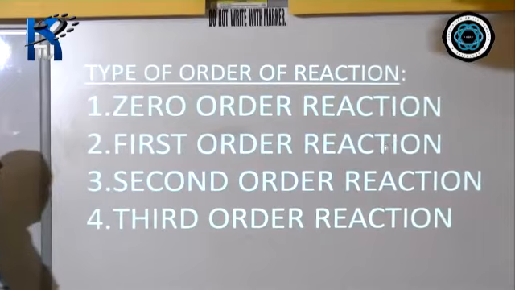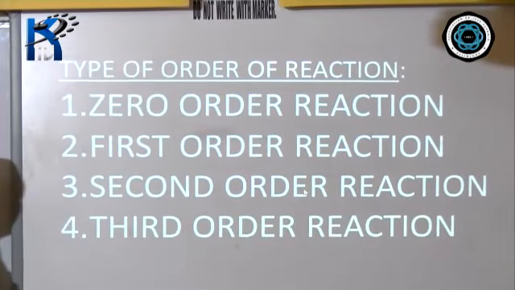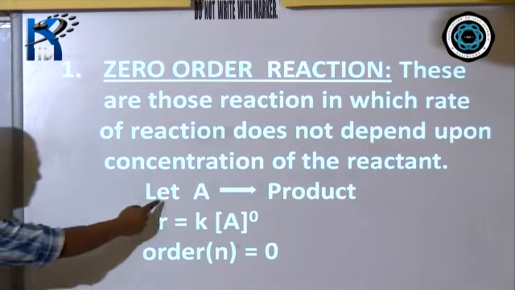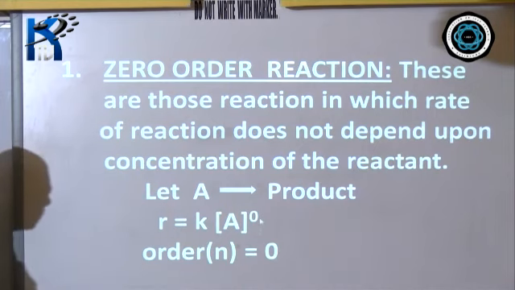So, as I said, I have explained to you the 4 types of order of reaction. First I would like to go with zero order reaction. You can see the definition here. These are those reactions in which the rate of reaction does not depend upon the concentration term of the reactant. And since I have considered it as zero order, the power will be 0, R is equal to K, power 0, and 0 means zero order reaction.